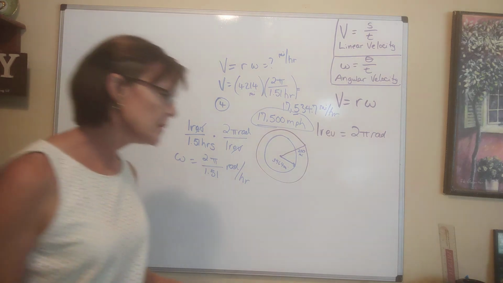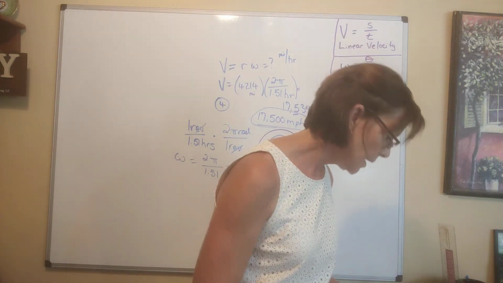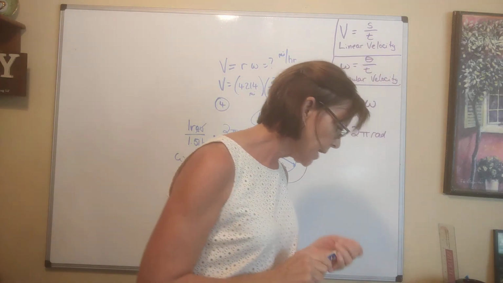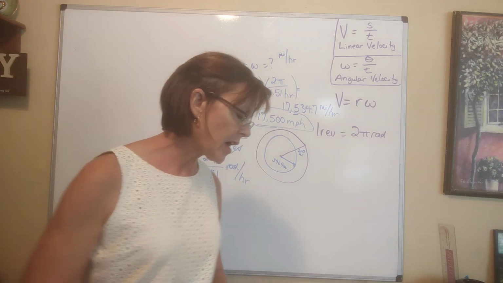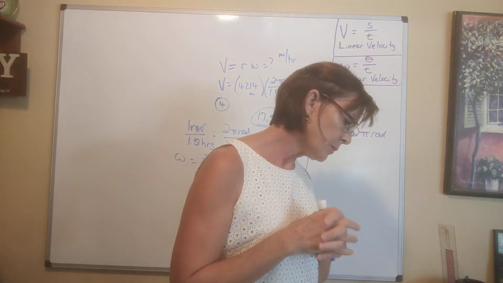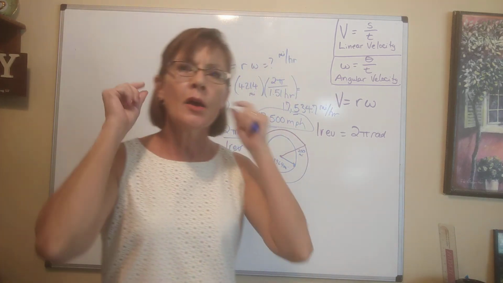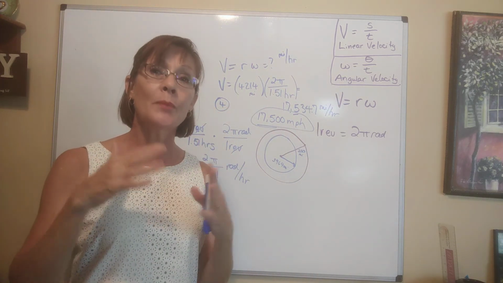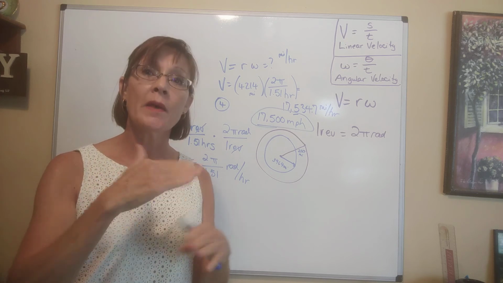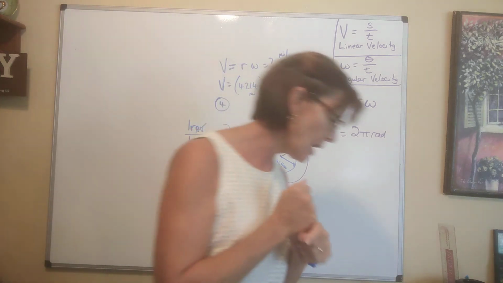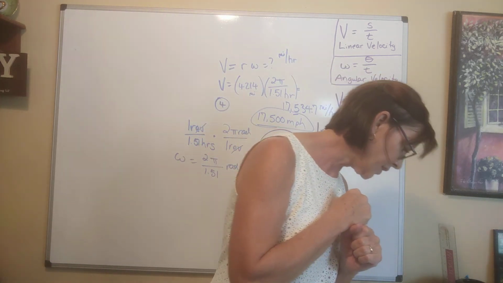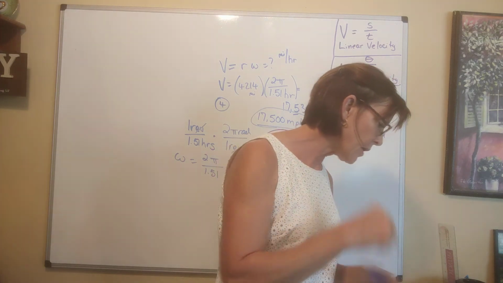Okay, last problem, number 5. This is about a wind turbine, and it says a wind turbine has propeller blades that are 5 meters long. If the blades are rotating at 8 pi radians per second, I hope you're beginning to hear that 8 pi radians per second is an omega. It is an angular speed. What is the linear velocity of a point on the tip of one of the blades?